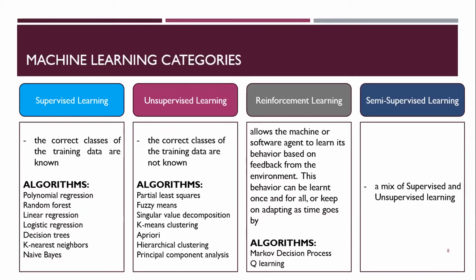And there's reinforcement learning, which allows the machine to learn its behavior based on feedback from the environment. This is typically used in self-driving cars, where you punish the machine when it gives a wrong result and reward it when it gives a right result. Through that, it keeps learning from its mistakes. And there's semi-supervised learning, which uses a mix of supervised and unsupervised learning. We'll go into details of that very soon.